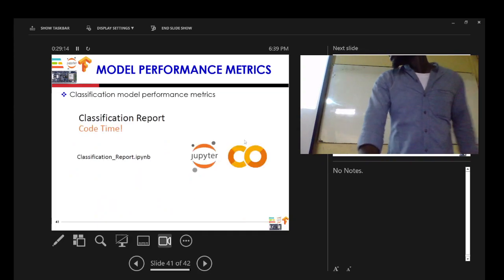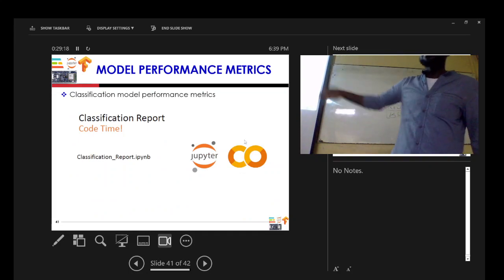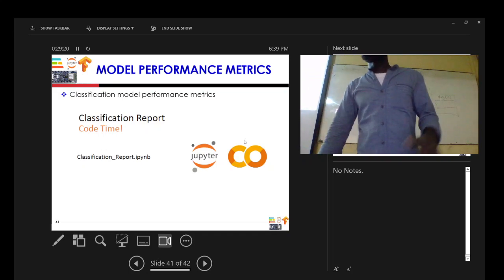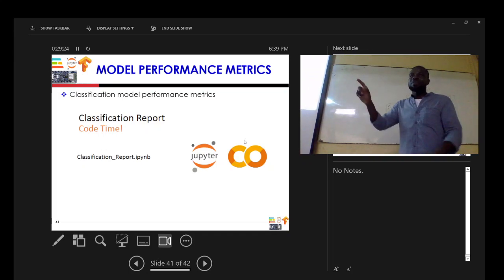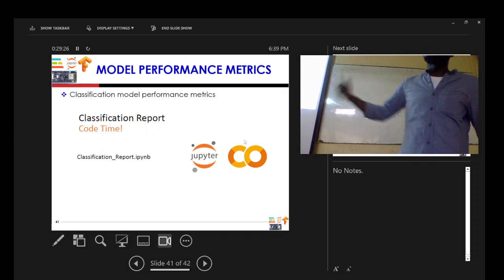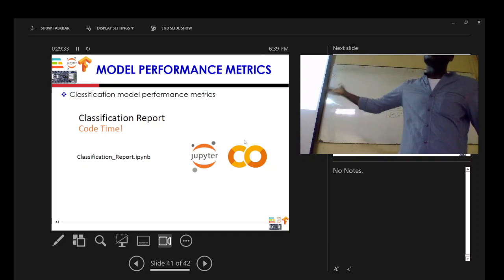Understood? And then I gave another notebook inside there for you to go and experiment with. All the codes are in the notebook. You just click and run it, and then you see the code and you see the results. Or if your Jupyter notebook doesn't work, use Google Colab.